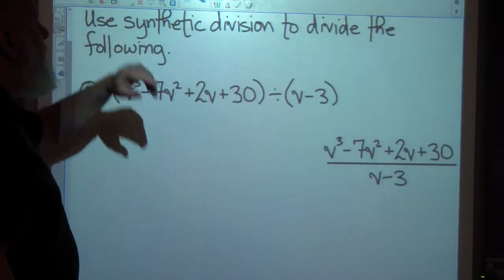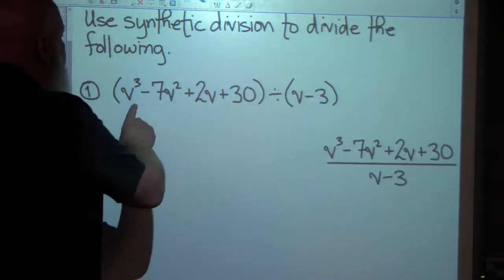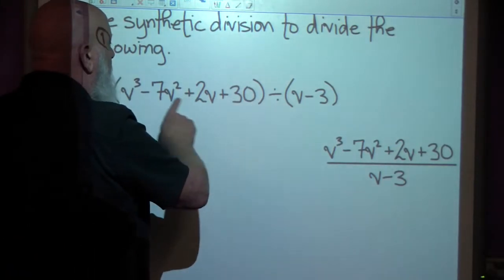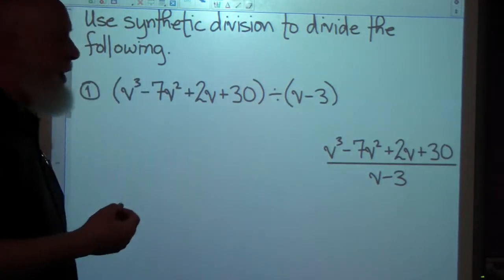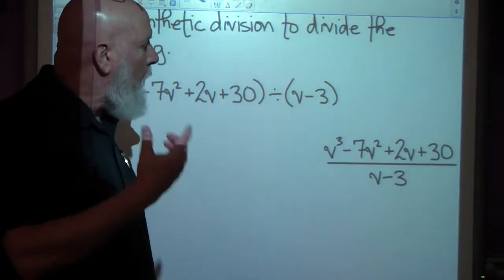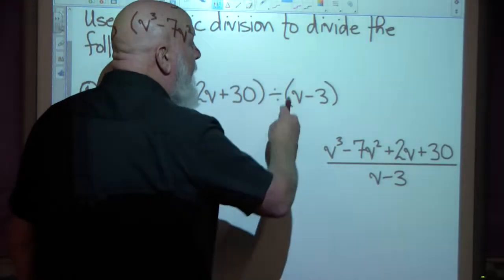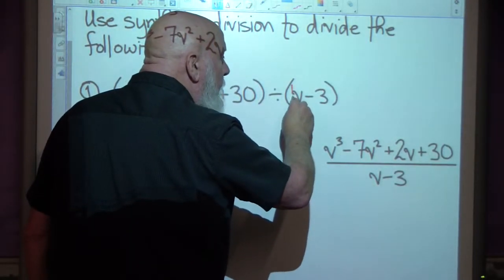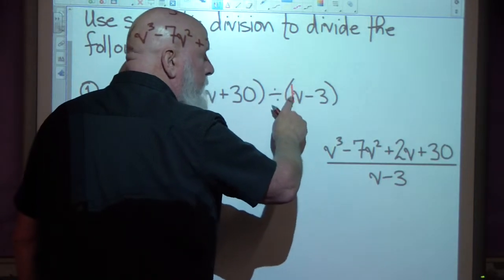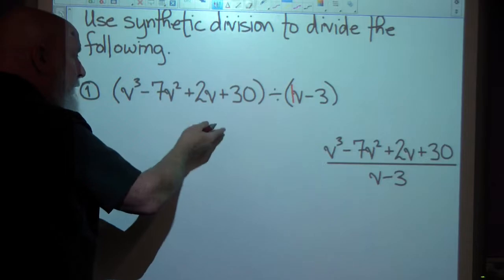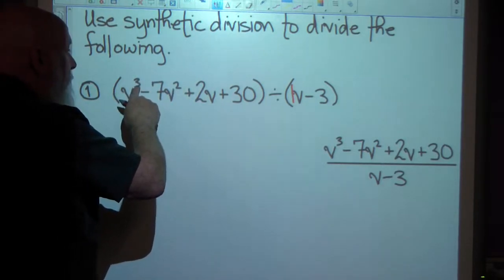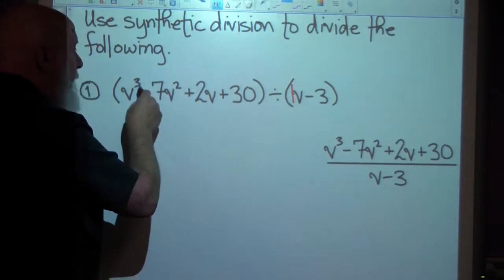Our instructions say use synthetic division to divide the following. I've got this polynomial divided by this little polynomial. Okay. When I'm using synthetic division, the first thing I always want to do is make sure that the one I'm dividing by has a leading coefficient of 1, which it does in this case. And I want to check the powers of the one I'm dividing into and make sure that all of the powers are showing, that I'm not missing any powers.